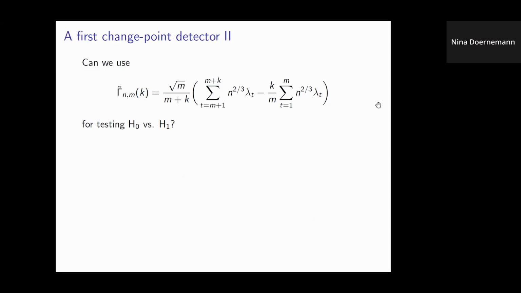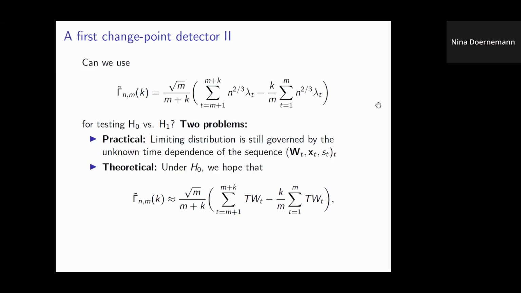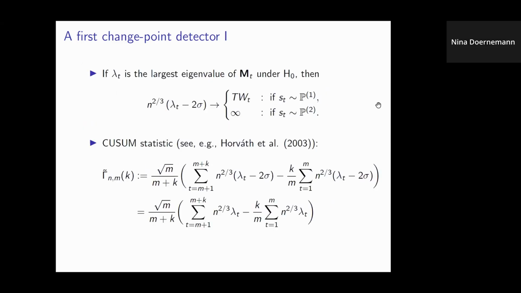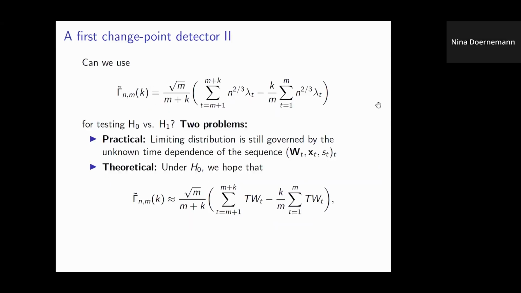And well, I think there are two main problems here. So the first problem will be that if I consider every single n to the 2/3 times lambda_t, it will have some nice limiting distribution that does not depend on any unknown parameter. But of course, if I sum over the t, then even if I hope that there's a nice limiting distribution, this limiting distribution will somehow depend on the time dependency of this time series here, which is of course unknown to us. So I think this is a problem.